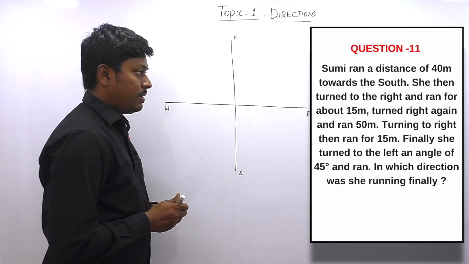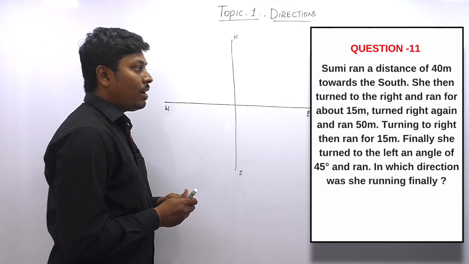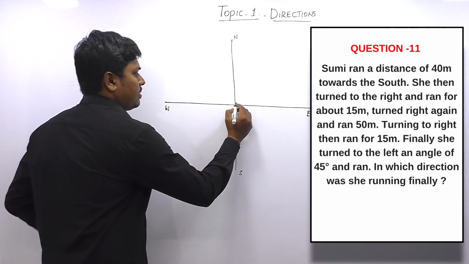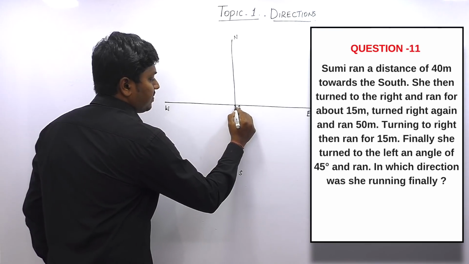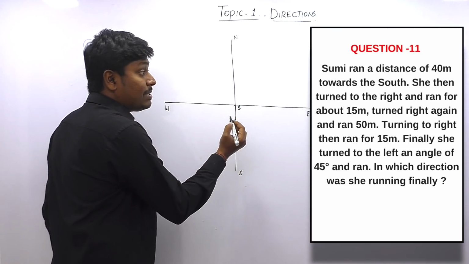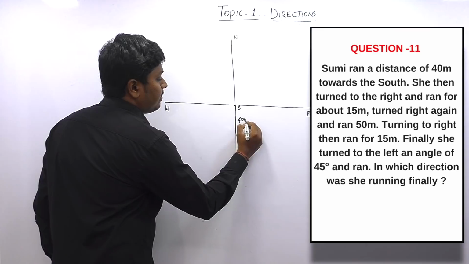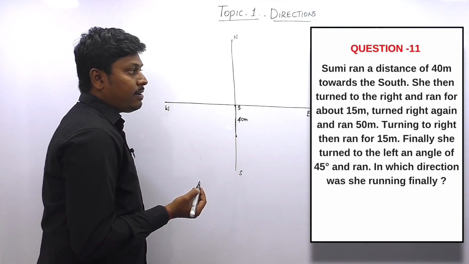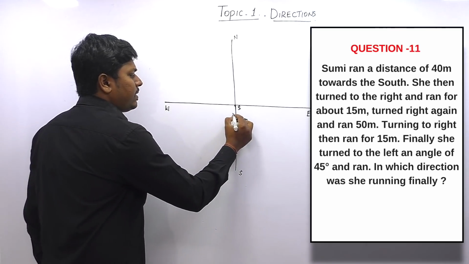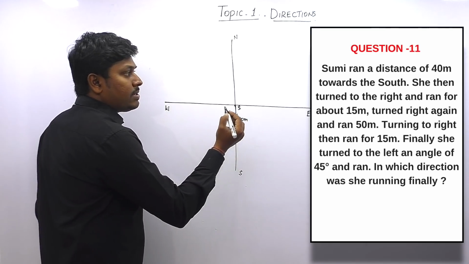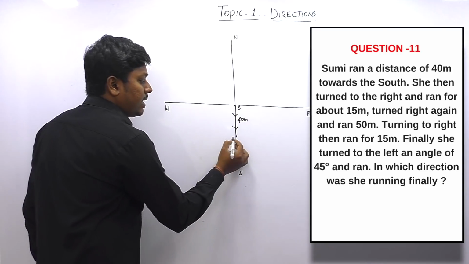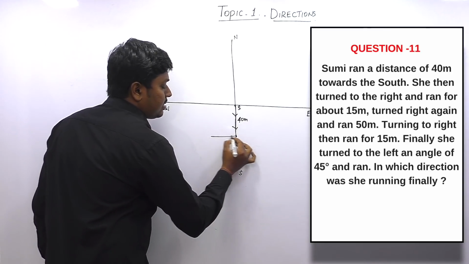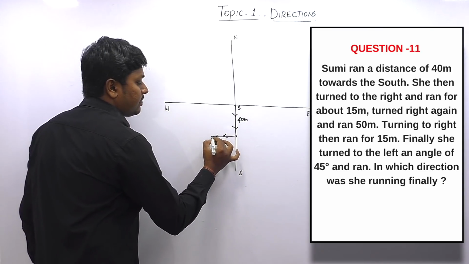Question number 11. Sumi ran a distance of 40 meters towards south. So let me fix this as the starting point. So from here, a person is running towards southern direction, that is 40 meters. Then she turned right and walks about 15 meters. So if she is running in this direction, then right hand side will be this side. And after this, she is taking a right turn and runs 15 meters.